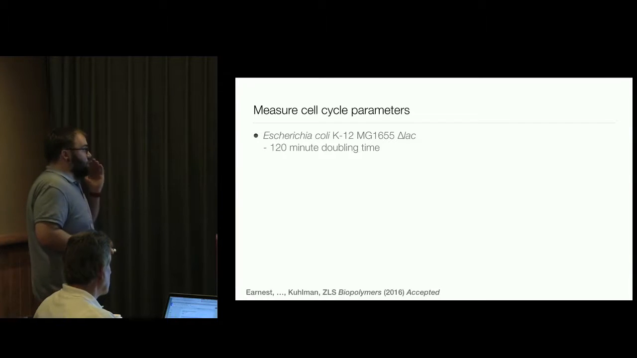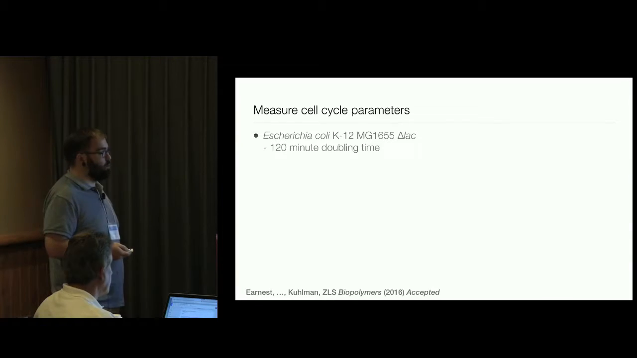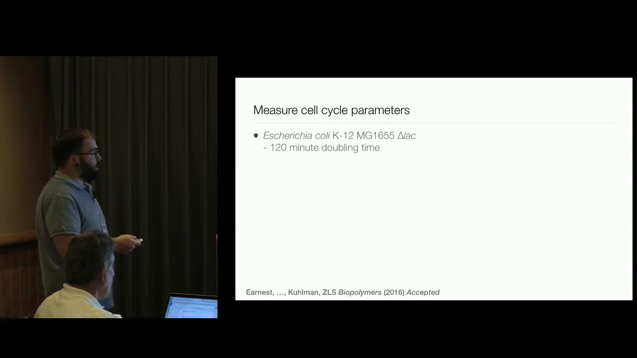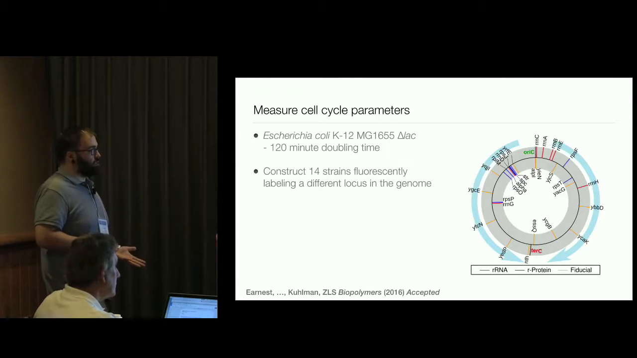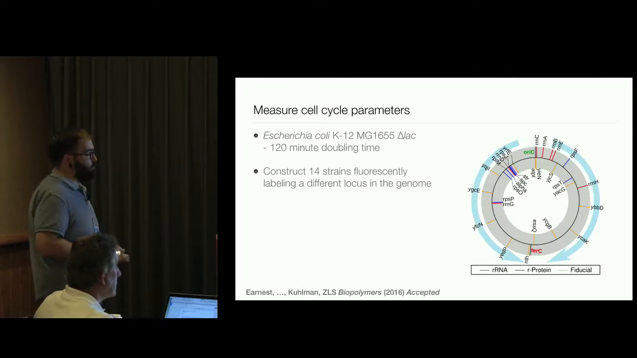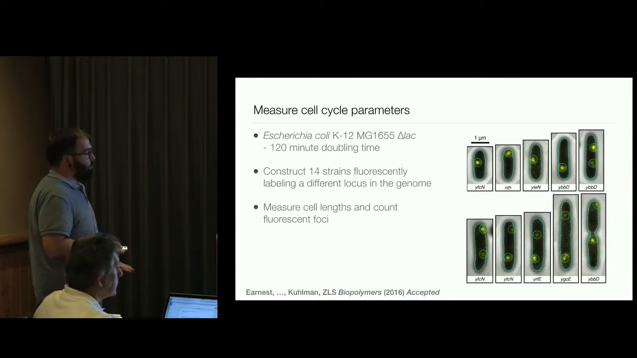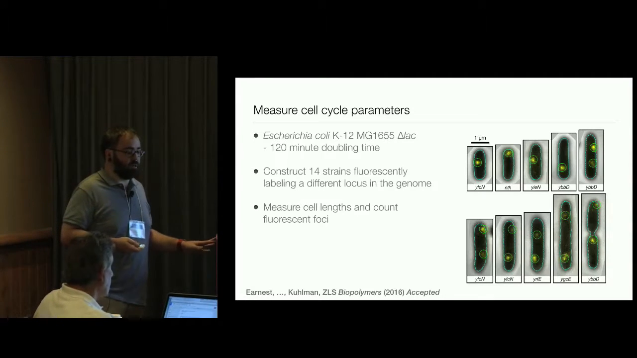So Tom Kuhlman in the physics department of University of Illinois did some really cool experiments with E. coli. He used slow-growing E. coli, and then he marked 14 different places in the genome, 14 different strains, each with its own position in the genome, these yellow marks here. And he made it so that you can see these fluorescently under the microscope. So from this data, from these cells, we can simultaneously measure their length and the number of copies of that particular gene in each cell.